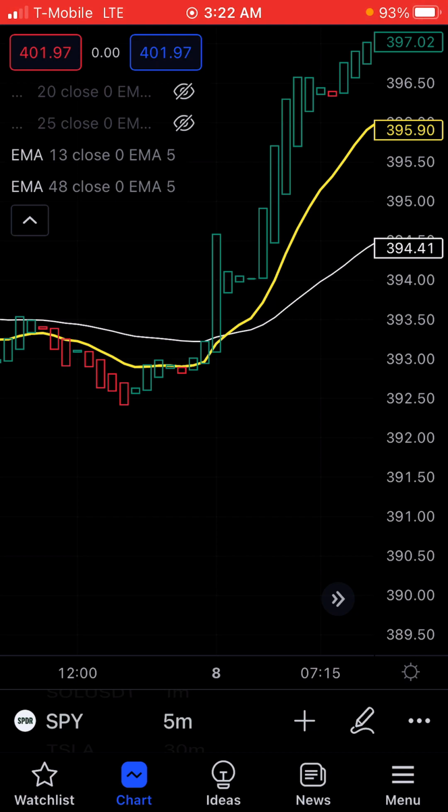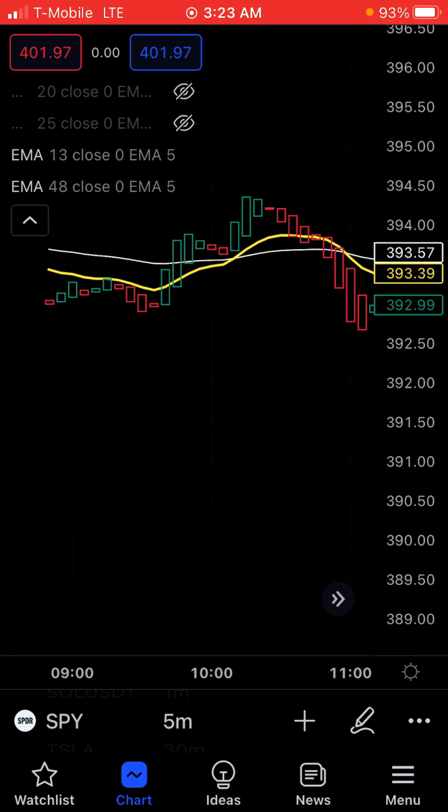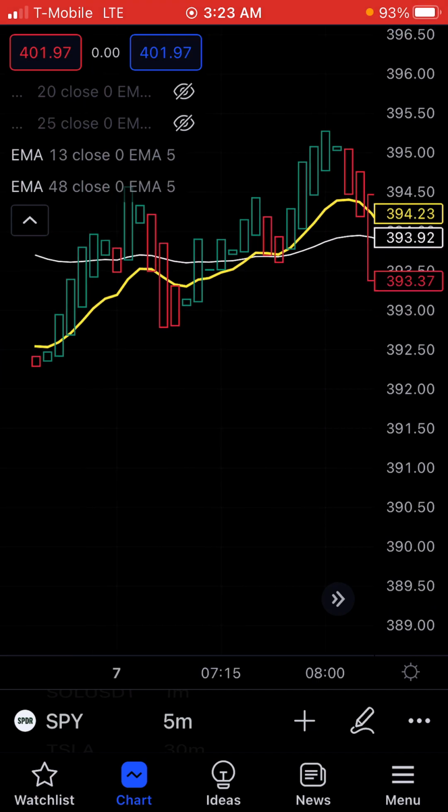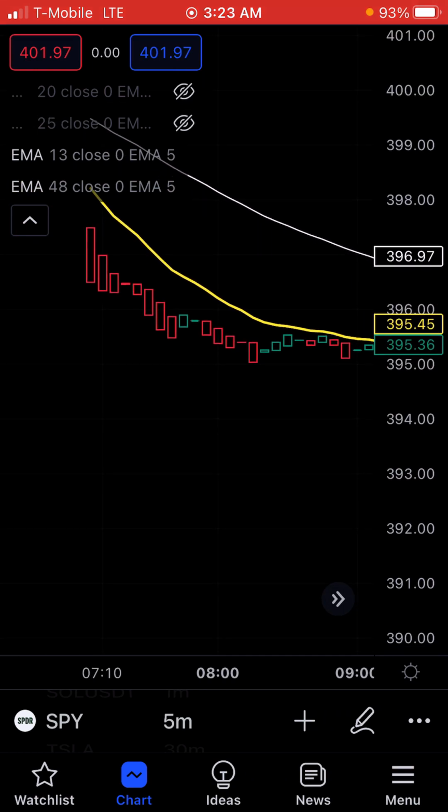The first strategy is the 1348, and there are videos all over about this strategy. It's probably the most popular strategy. So you're going to need to load up your 13 and your 48 for the first part of this method. The second 2 that you're going to need are the 20 and the 25 moving average, and these are going to come later. But the strategy is really simple. All you got to do is wait for the 1348 to cross. You can do this on whatever time frame you want.